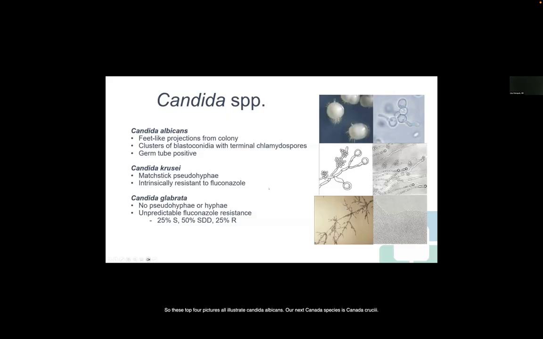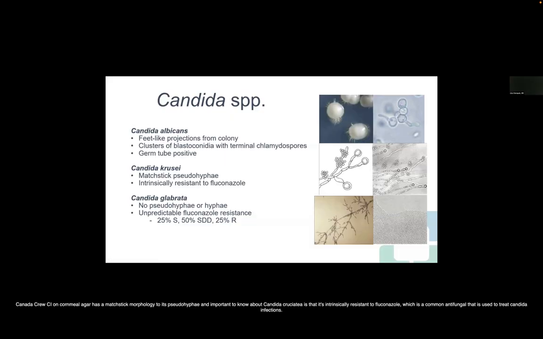Our next Candida species is Candida krusei. Candida krusei on cornmeal agar has a matchstick morphology to its pseudohyphae. And important to know about Candida krusei is that it is intrinsically resistant to fluconazole, which is a common antifungal that is used to treat Candida infections.